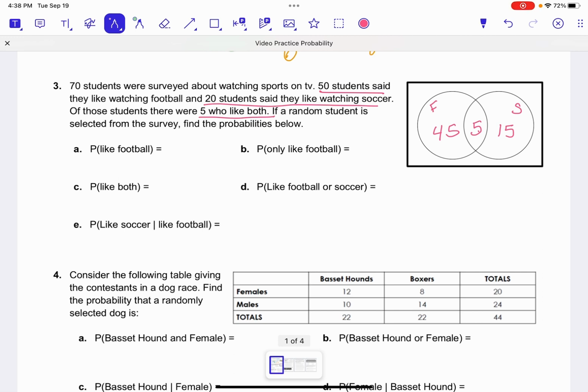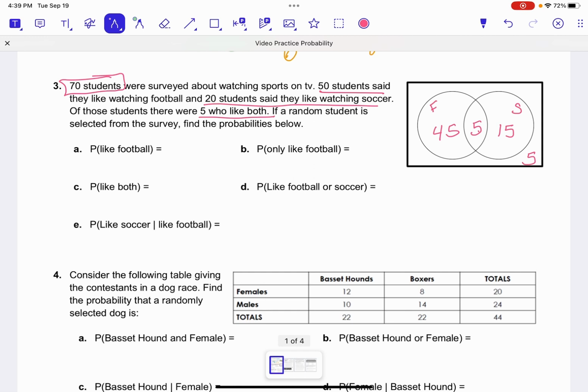And you need to do a quick check to see if we have any extra students who don't like either. So we got 50 within the football circle plus 15 over here in the soccer only. That would lead us with 65. That's not quite the total because remember there were 70 students, and so there are 5 students who don't really like watching either.